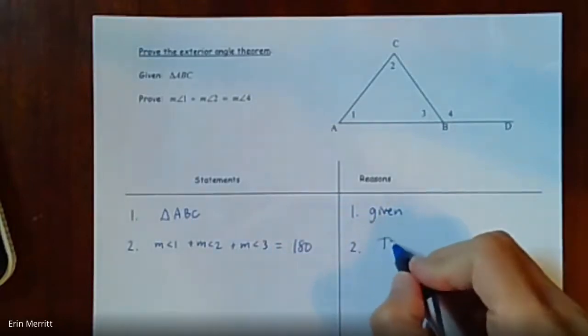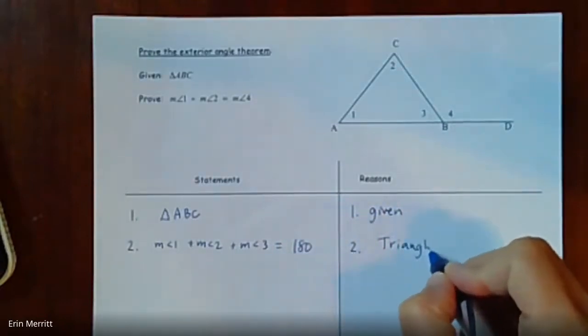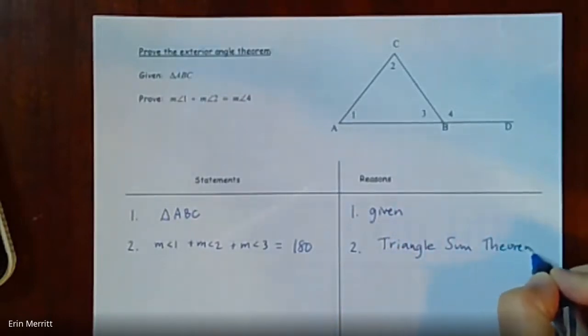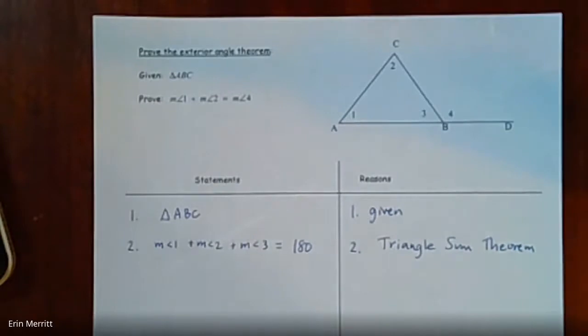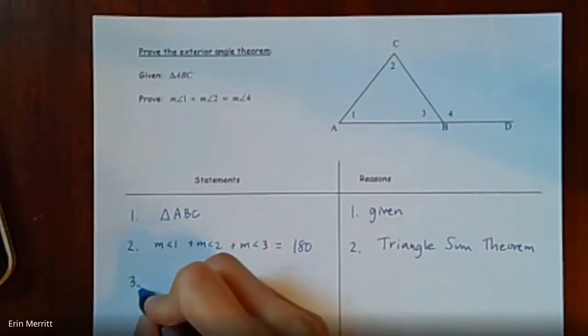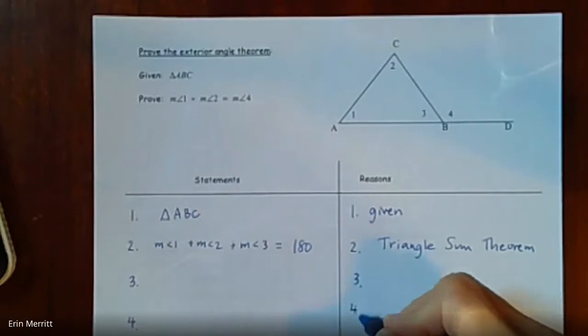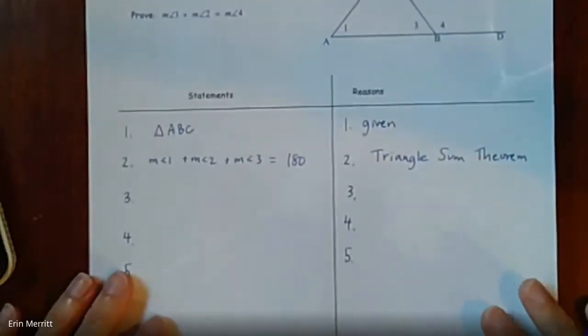And that is called the triangle sum theorem. From there, we have 3 more steps. So label them right now. 3, 4, 5. And we're going to pick back up with that tomorrow in class.